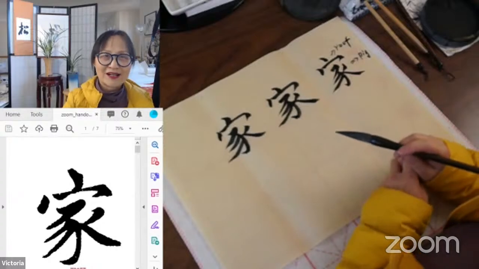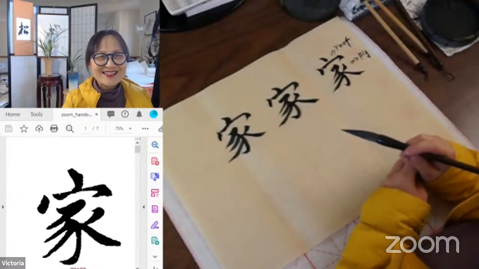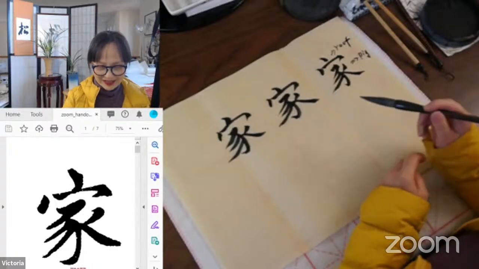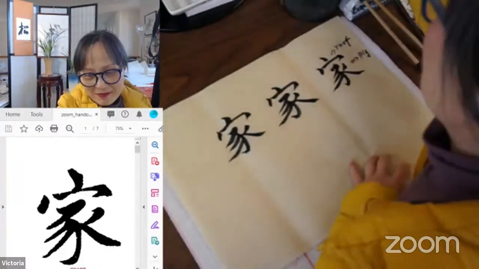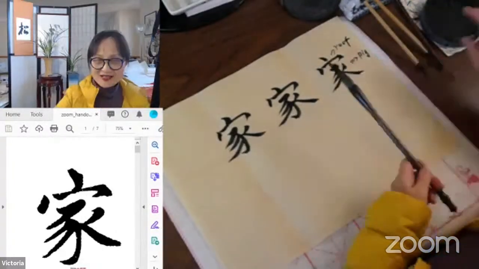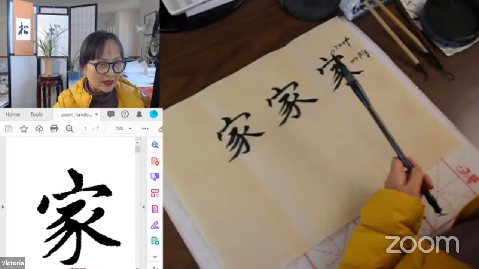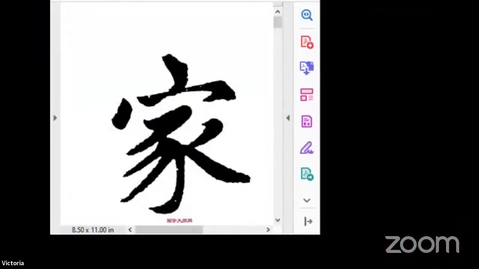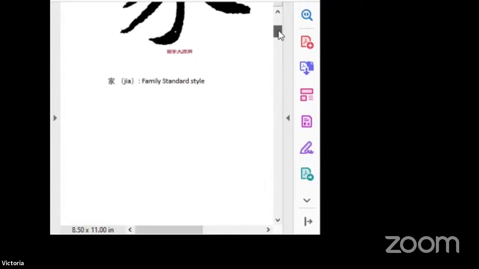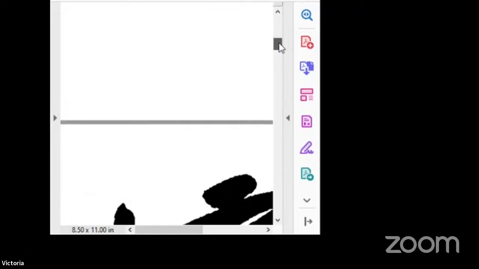There is a pig, or there are pigs, so it's a house, and a family. Oh, okay, so you remember the meaning easily, huh? Okay, and let's go see the walking style. Basically, walking style is just the faster way of writing from the standard style.